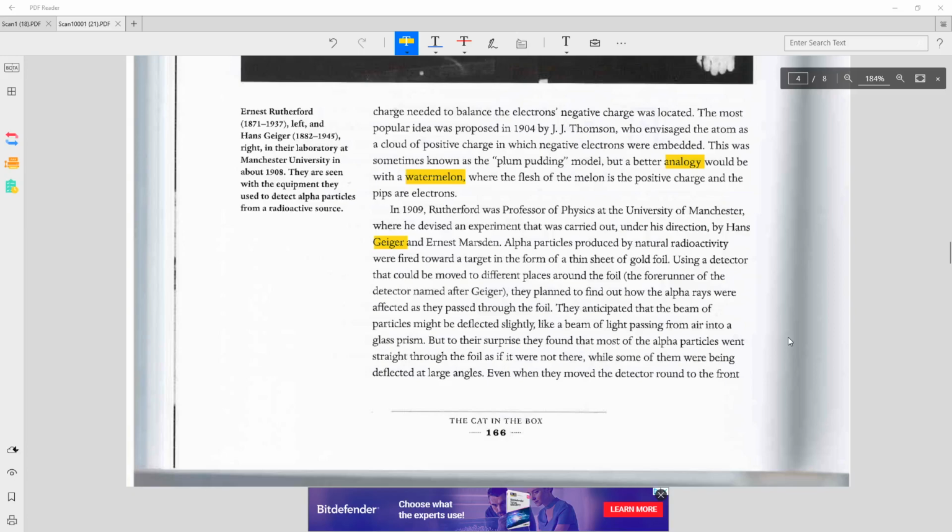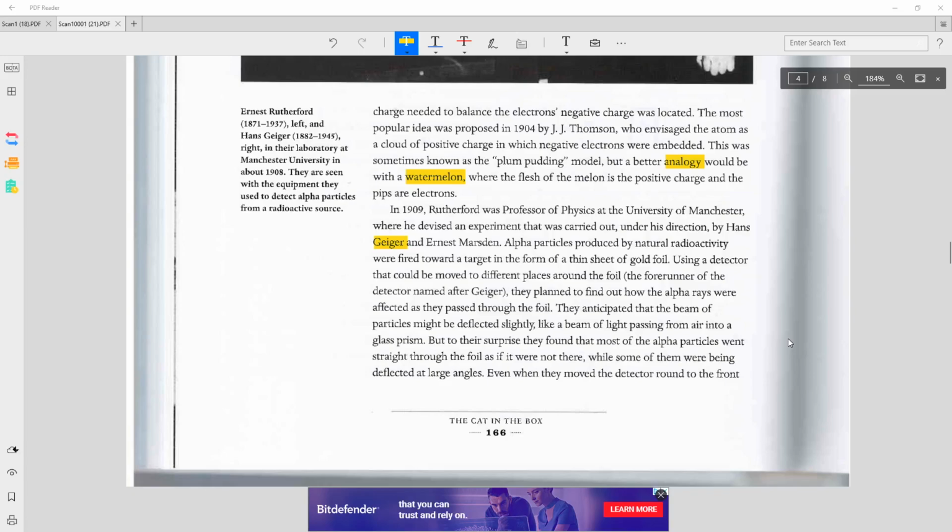They planned to find out how the alpha rays were affected as they passed through the foil. They anticipated that the beam of particles might be deflected slightly, like a beam of light passing from air into a glass prism. But to their surprise, they found that most of the alpha particles went straight through the foil, as if it were not there, while some of them were being deflected at large angles.